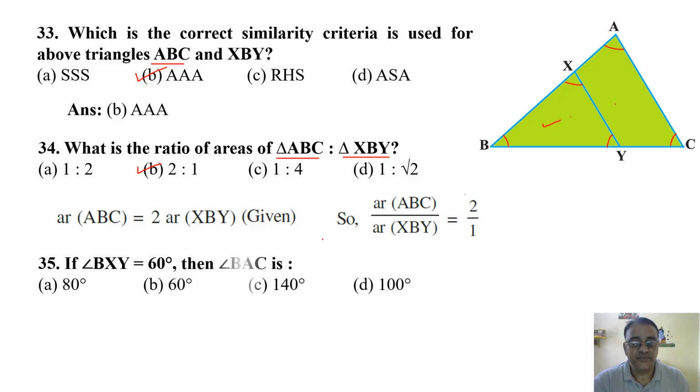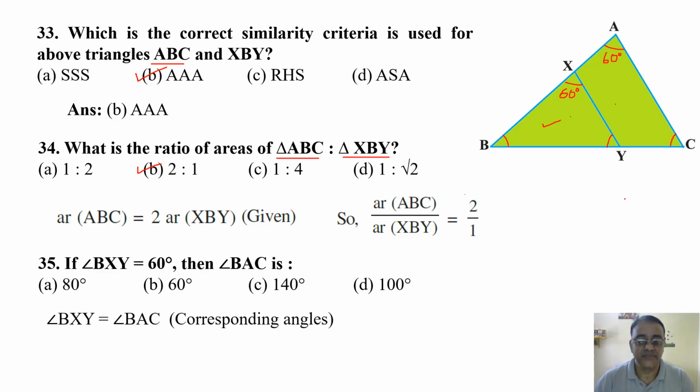Now the third question, if angle BXY is 60 degree, BXY, if this is 60 degree, what is the value of this angle? This is also 60 degree by corresponding angles, right?